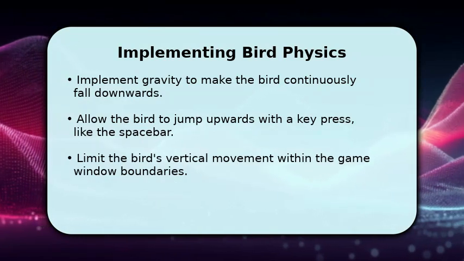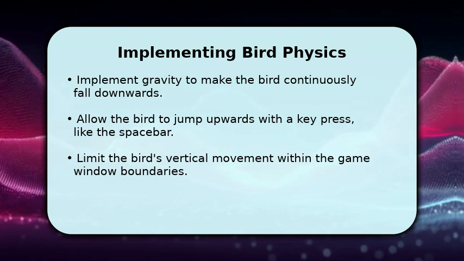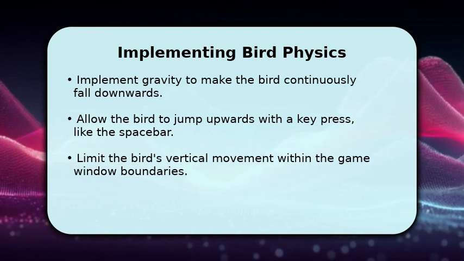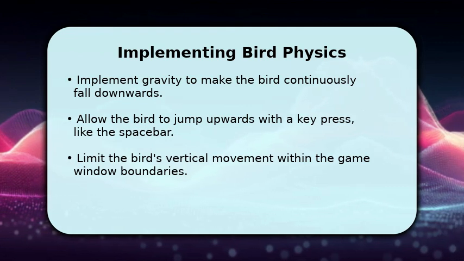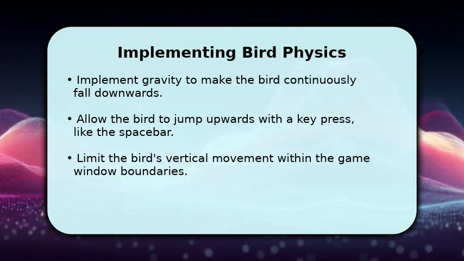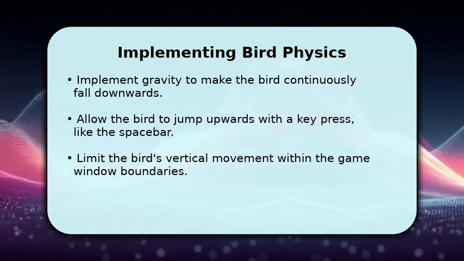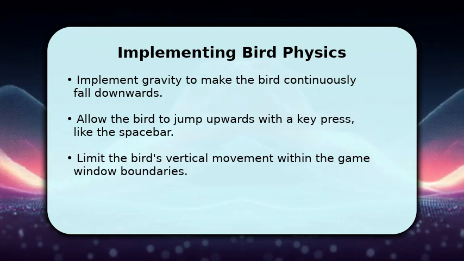Next, we tackle the bird's physics. You will implement a gravity effect, causing the bird to continuously fall downwards. When the player presses a key, such as the spacebar, the bird should receive an upward velocity, simulating a jump. It is crucial to also limit the bird's vertical movement, ensuring it stays within the visible game window and does not fly off the top or bottom of the screen.